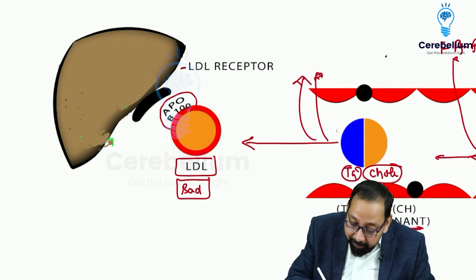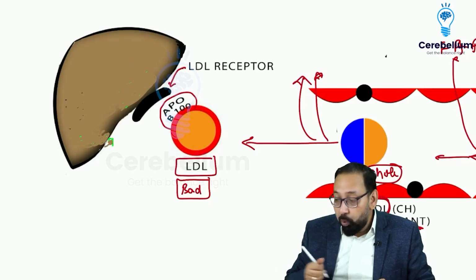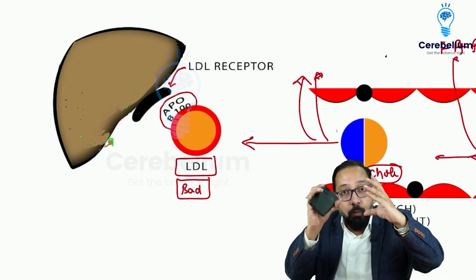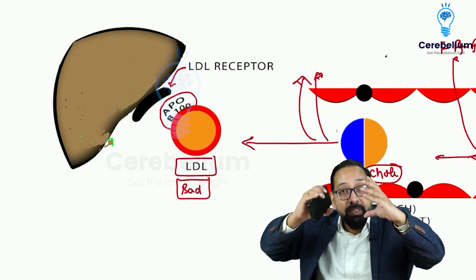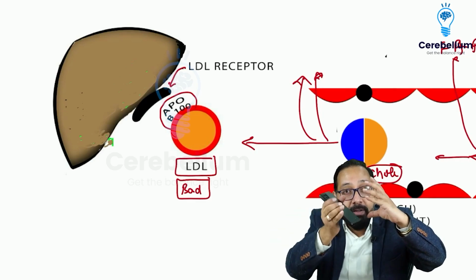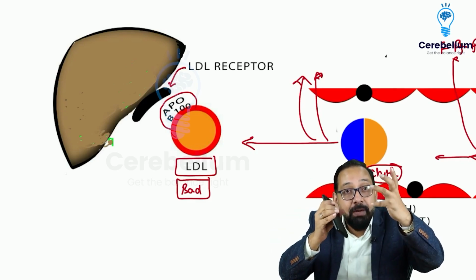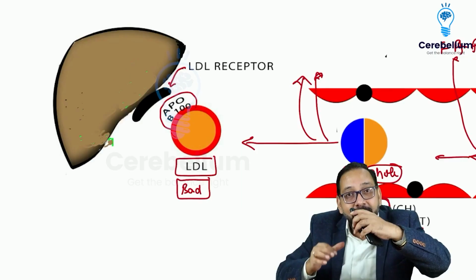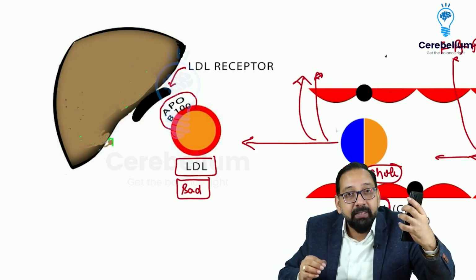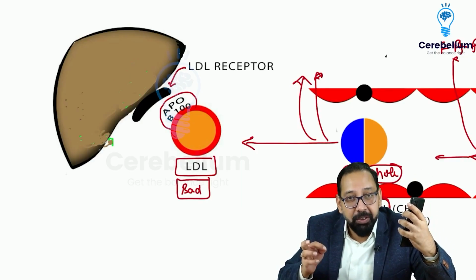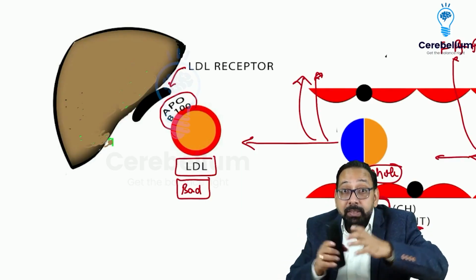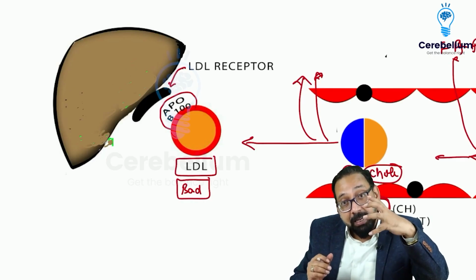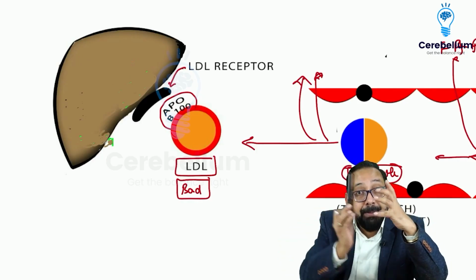And the liver has the LDL receptor. Suppose my hand is the LDL receptor and this phone is ApoB100. Now this LDL having ApoB100 will go to the LDL receptor. So the ligand for the LDL receptor is ApoB100. It will bind and be taken inside the liver by receptor-mediated endocytosis.